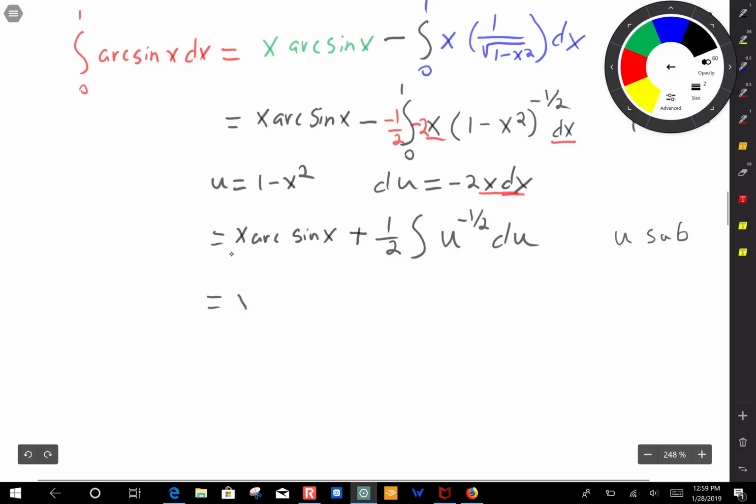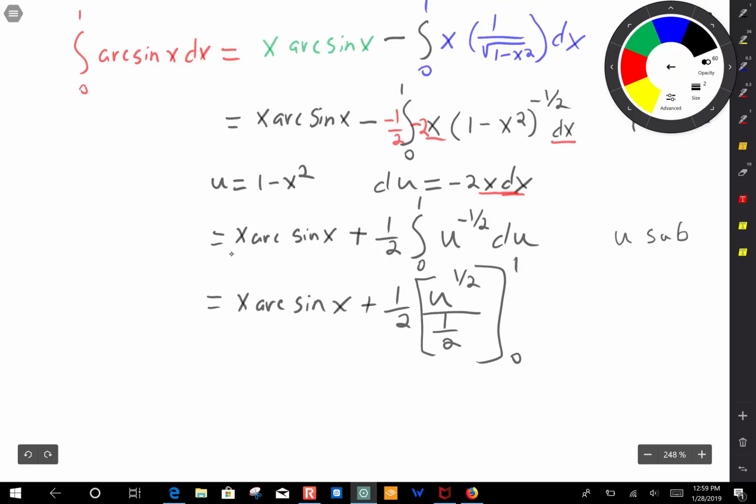So it's going to be x arc sine x plus 1/2 u to the 1/2 divided by 1/2. And I'm just going to put this in brackets because I'm taking the integral of that, right? And remember, it's from 0 to 1, so I'm going from 0 to 1 when I'm taking the integral. Okay? Now, good news, this 1/2 on the bottom cancels out with that 1/2 here on the outside.